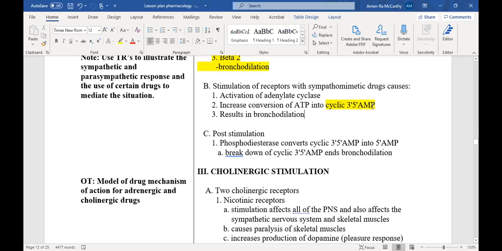Cyclic 3,5-AMP gives me bronchodilation. The more of this I have, the more bronchodilation I have. The longer it's in the system, the longer I'm dilated. The more cyclic 3,5-AMP that I have, the more bronchodilation I can achieve, and the longer it's in the system, the longer I have bronchodilation. It's cut and dry. These are the 3 things that happen once I get that drug where I want it.